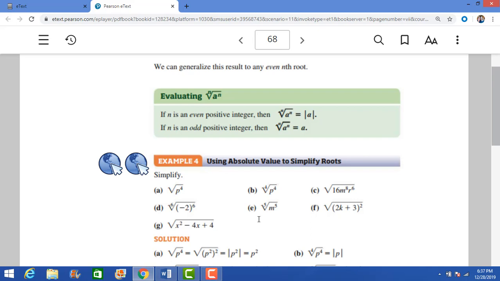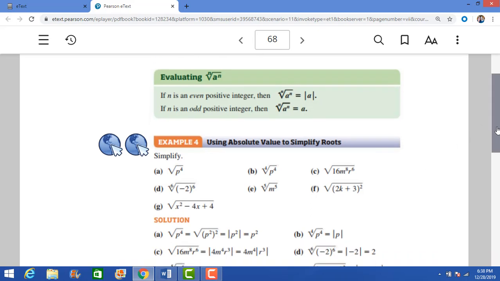Here, we have the 4th root, and again, in this case, it would be the absolute value of p, because it's the 4th root of p to the 4th. In this case, we could not drop the absolute value signs because it's p to the odd power. So p could be positive or negative.